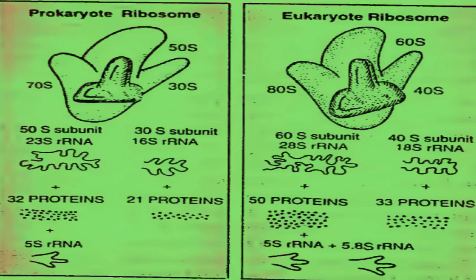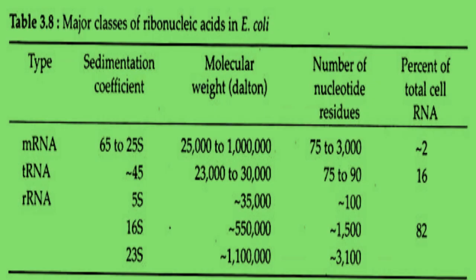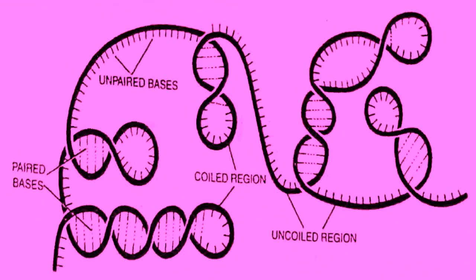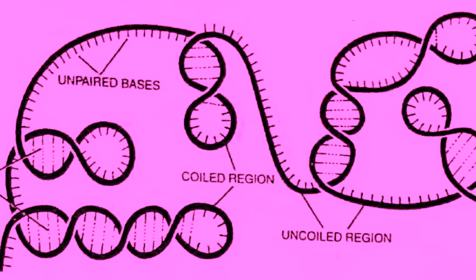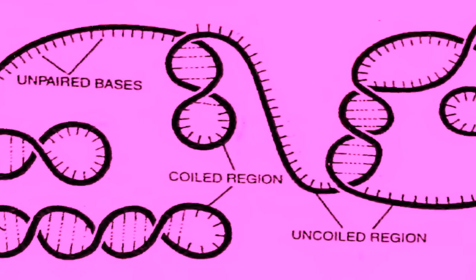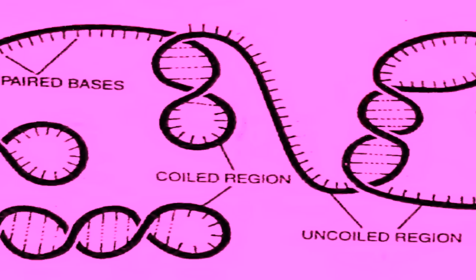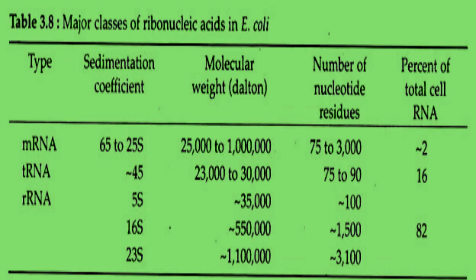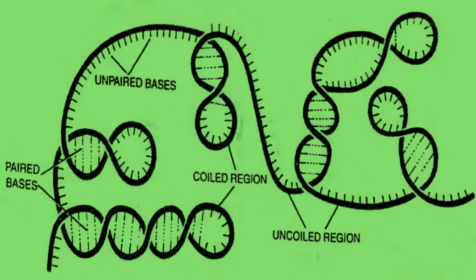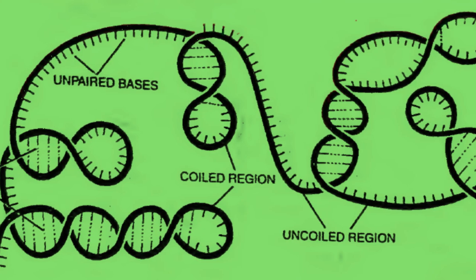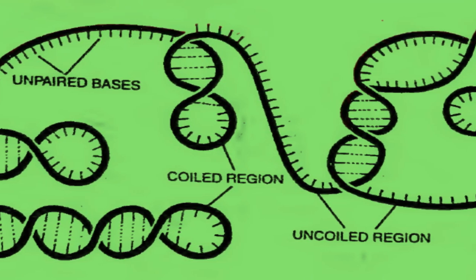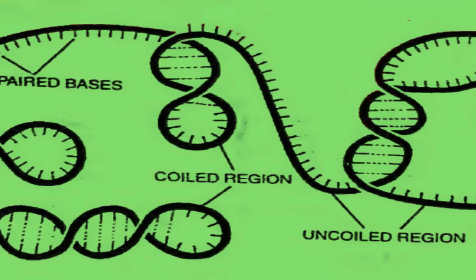Let's break down the 3 main types of rRNA based on molecular weight and sedimentation coefficient. First, high molecular weight rRNA, at more than 1 million molecular weight, found in the large ribosomal subunit, for example 28S rRNA in eukaryotes and 23S rRNA in prokaryotes. These are long molecules responsible for catalyzing peptide bond formation during protein synthesis.